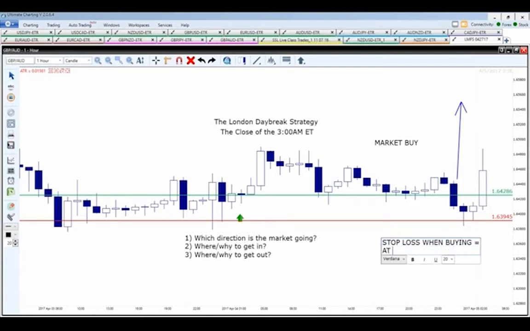It's going to go at the low of that 3 a.m. candle. It's going to be a little bit different when we're selling the market. I just want to go ahead and type that out there. So stop loss when buying goes at the low. So we've now protected ourselves.